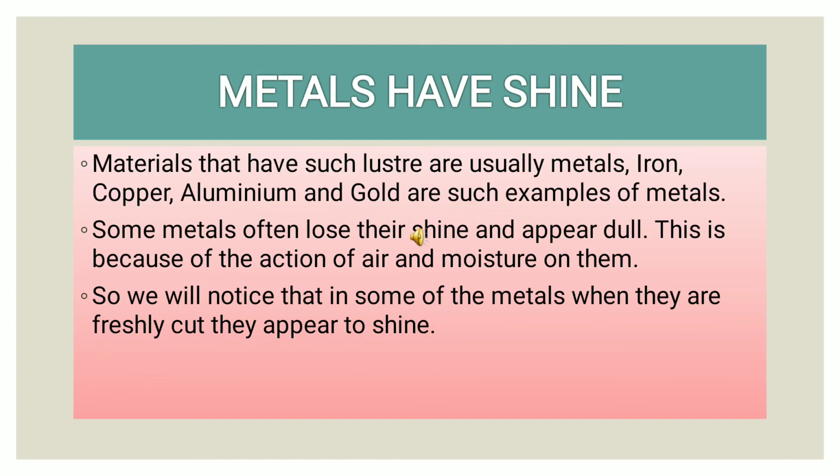Metals that have shine. Materials that have such luster are usually metals: iron, copper, aluminium, gold. These are examples of metals. Metals often lose their shine, they become dull. This is because they come in contact with air and moisture. So, when we cut these metals, we see at the cut surface a shine, and so we can find out it is a metal.